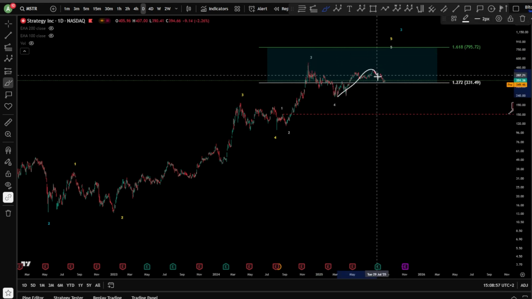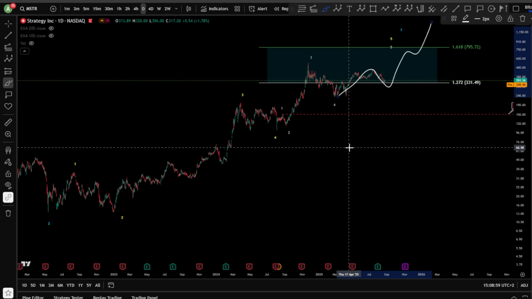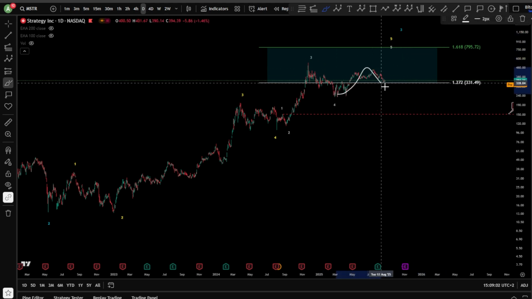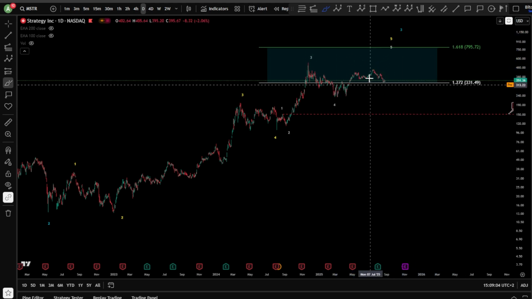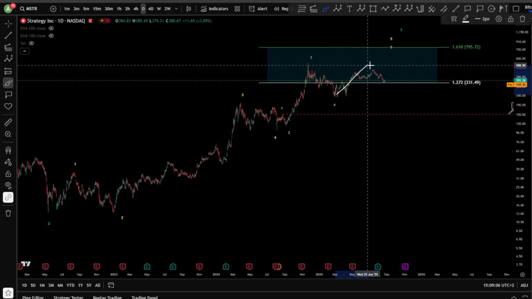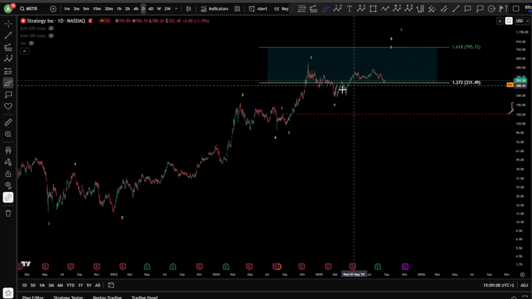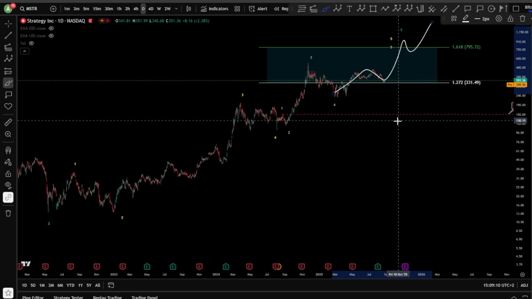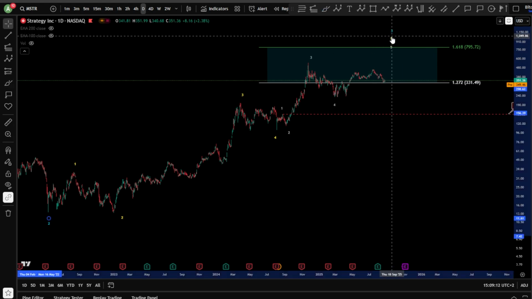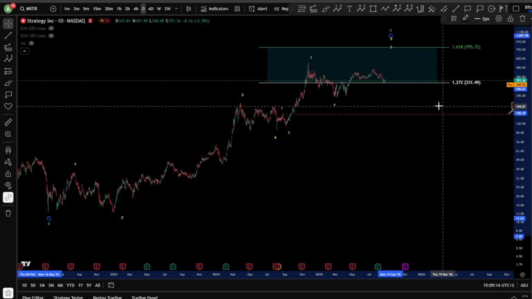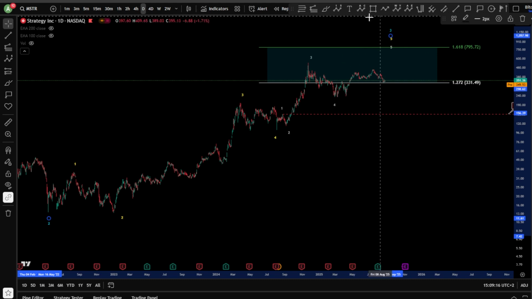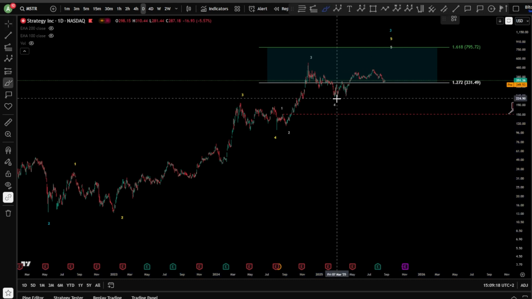You're still looking probably here at a 1, 2, 3, 4, 5 to be continued, or yeah, it can be an ending diagonal. So one of these two scenarios, whether you're ending diagonal or you are in an impulse 1, 2, 3, 4, 5 for continuation toward the upside. In case we are still looking for lower, well, yes, can be a possibility.